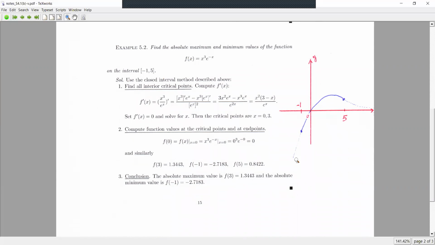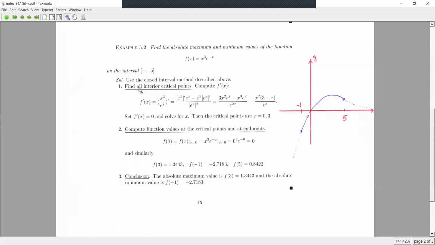But we don't consider the whole graph. We only consider the graph over this interval. That means from this solid point to this solid point, only consider this portion of the graph. And we want to find the highest point of this portion and the lowest point of this portion. We use the closed interval method in review number 7 to solve this problem.